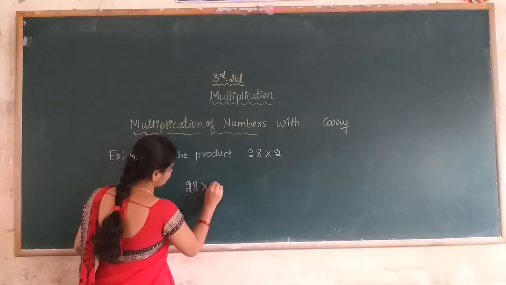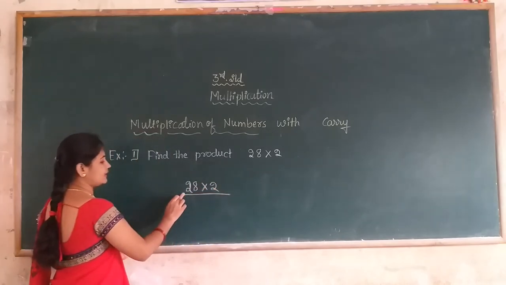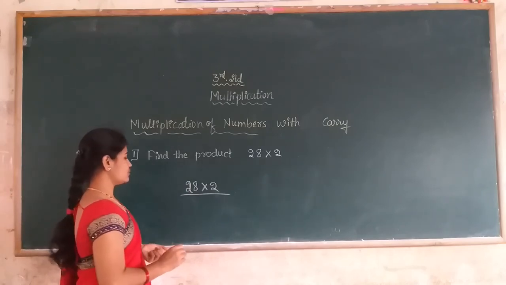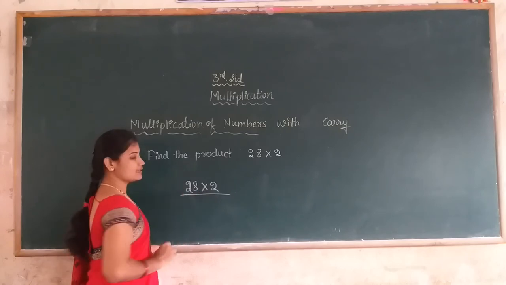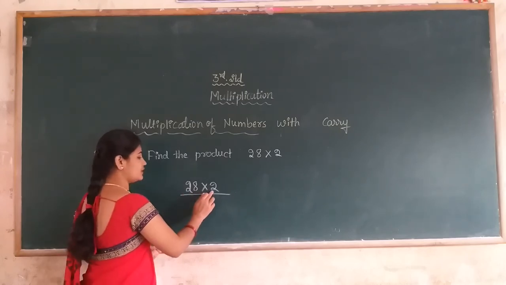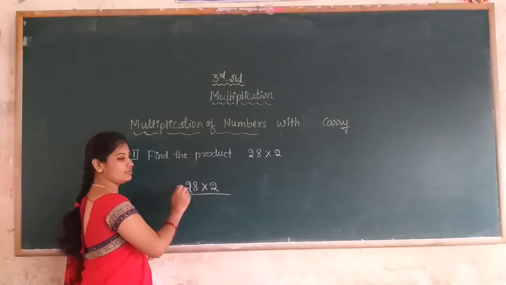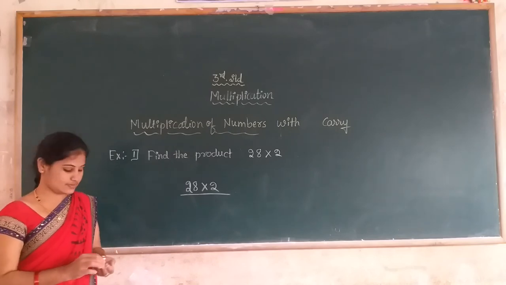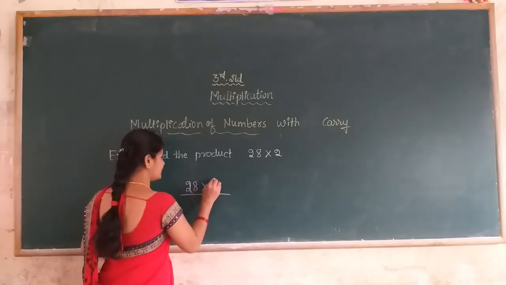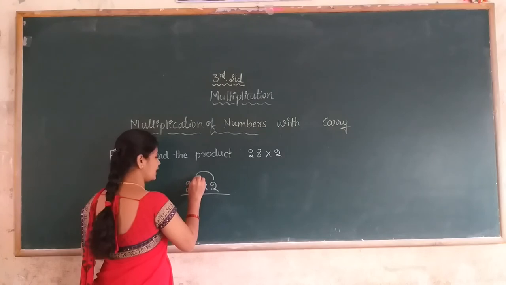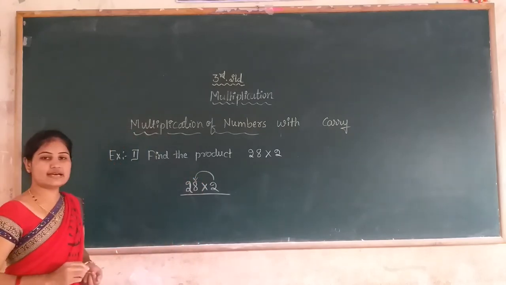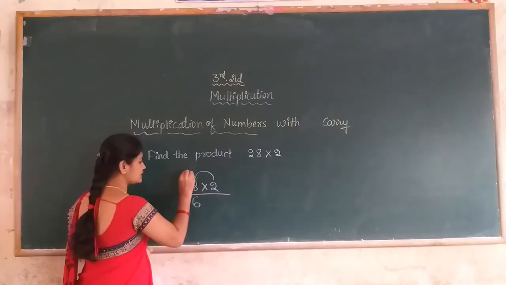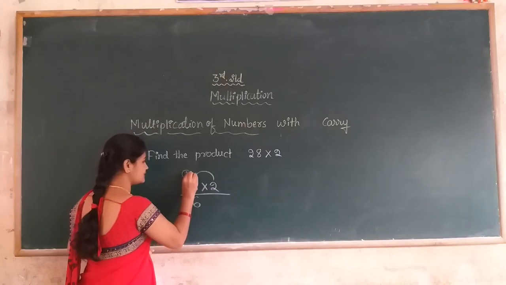28 into 2. The multiplicand and multiplier is given. Find the product. Okay. Dear students, this is a 2 digit number and this is a single digit. You do the multiplication from units place. Then you start the multiplication to the tens place. First you do the multiplication of 2 8s are 16. So you put 6 in the unit place and 1 carry to the tens place.